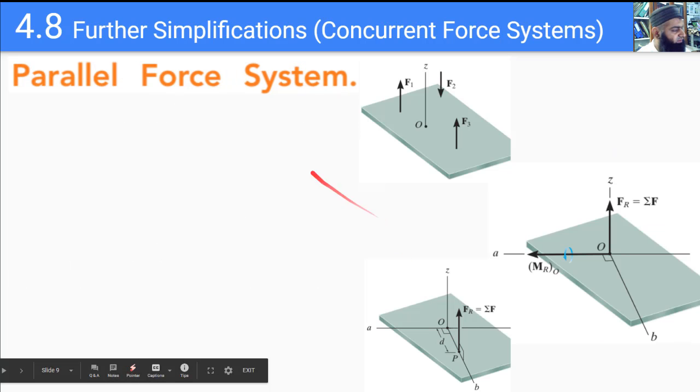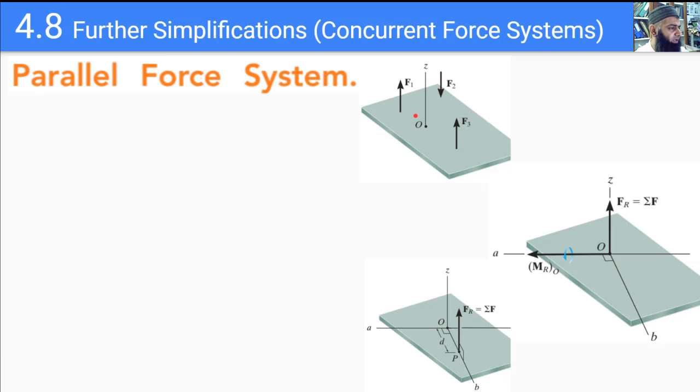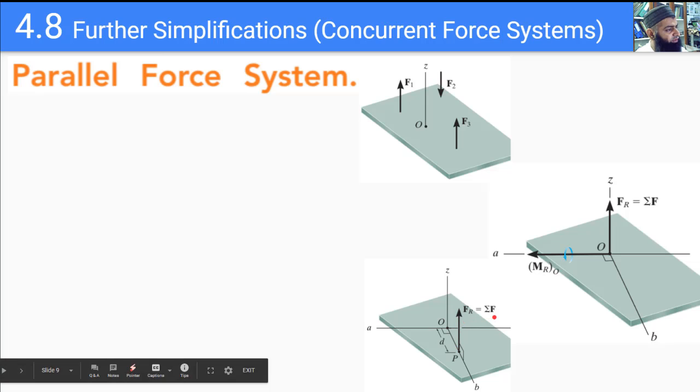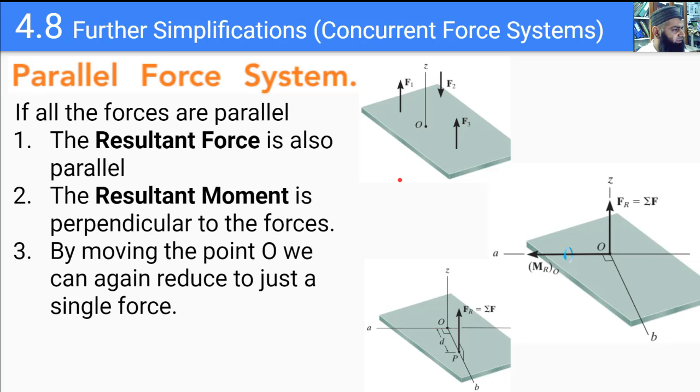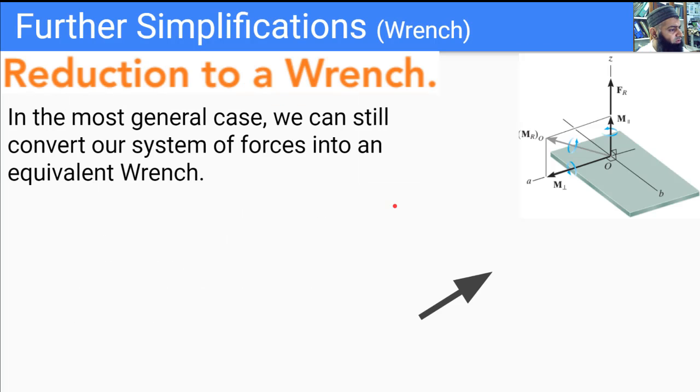And in the third case, the parallel force system, if we have all the forces which are parallel, I can always choose a point such that the equivalent system would just consist of a force without any couple moment. So these were the three cases of further simplifications. So one more important case is not a case so much as another generalization, which we call the reduction to a wrench.